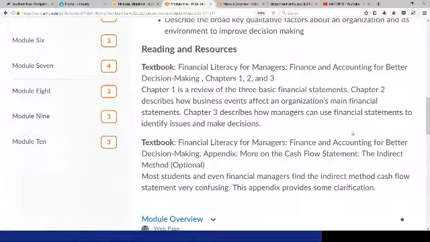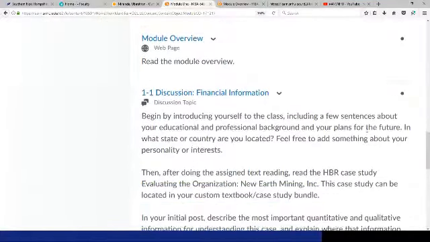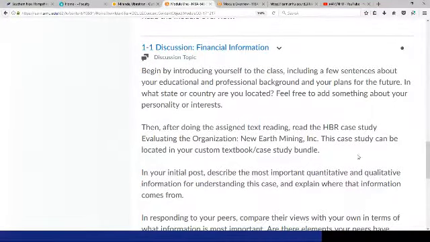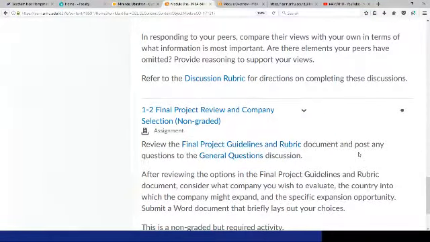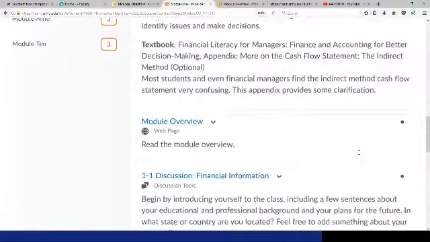Also, there's another textbook, Financial Literacy for Managers, Finance and Accounting for Better Decision Making. There's an appendix, more on the cash flow statement, the indirect method. This is, of course, optional. Most students and even financial managers find the indirect method cash flow statement very confusing. This appendix provides some clarification. Okay. Now, we're going to look into the discussions, and we're also going to look at the final project review and company selection, but more on that in a few moments, okay?